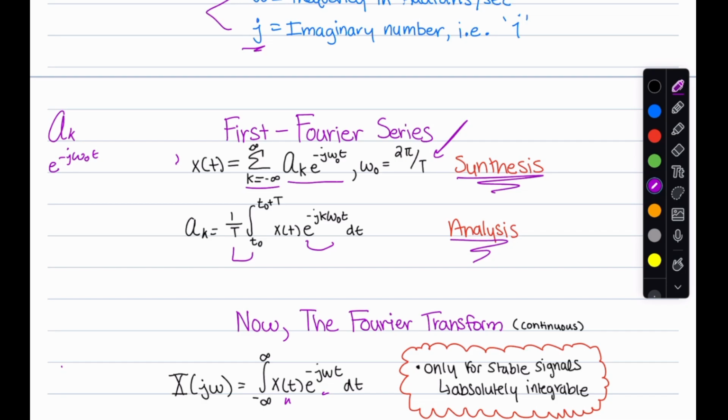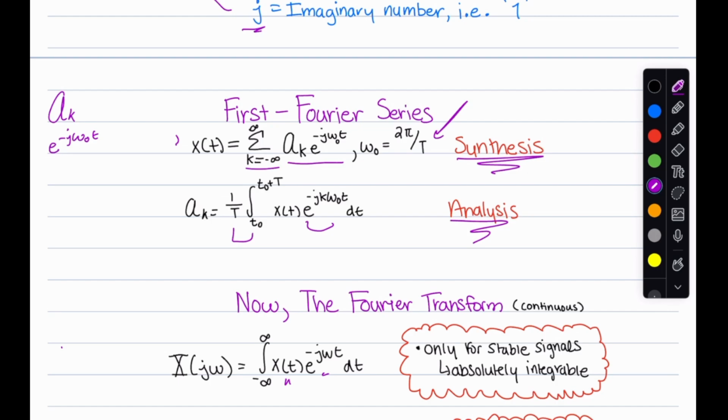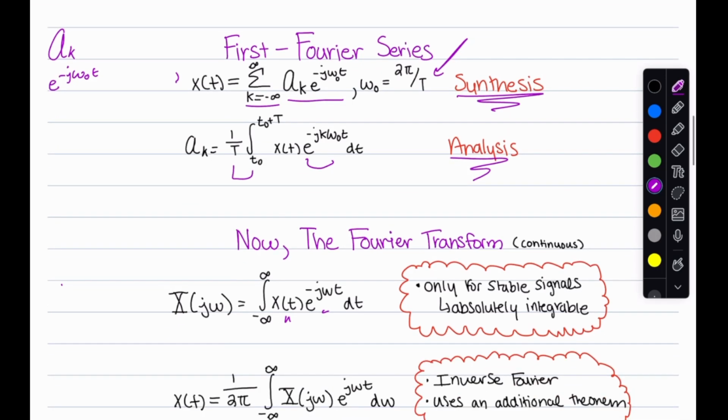And naturally, if we do this for different periods of x of t, as the function oscillates, the value of a sub k is going to be different. So the analysis equation gets us the weighted constant a sub k, and the synthesis equation tells us that if we multiply that by the complex exponential and sum that over infinity, boom, we have x of t.